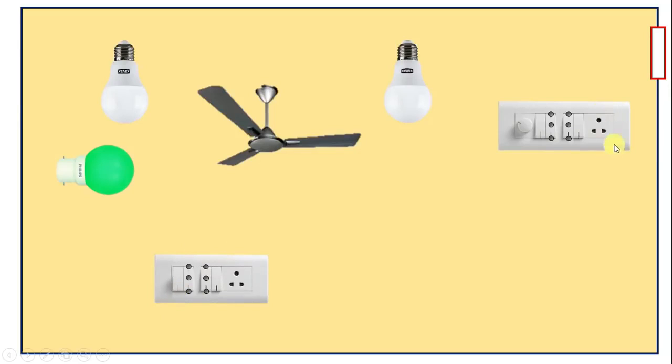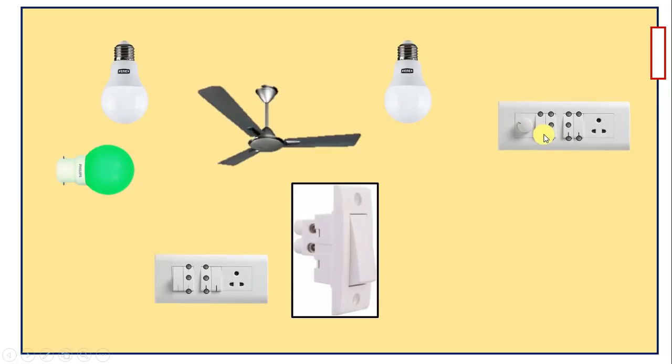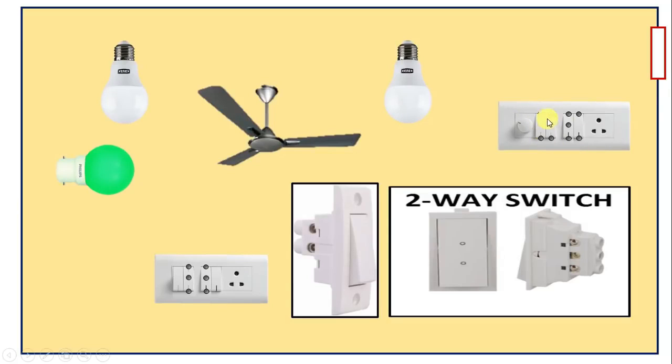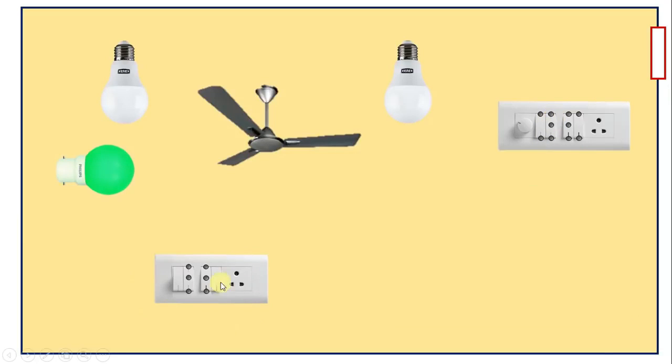Now this socket here, to turn it on and off this switch will be used. And this fan here, to turn it on and off we are going to use this switch. This will be our normal switch. You will get two terminals in a normal switch, but in a two-way switch you will get three terminals for connection. Similarly in this switchboard, we will use this switch to turn this socket on and off, and this switch will be used to turn the night lamp on and off.